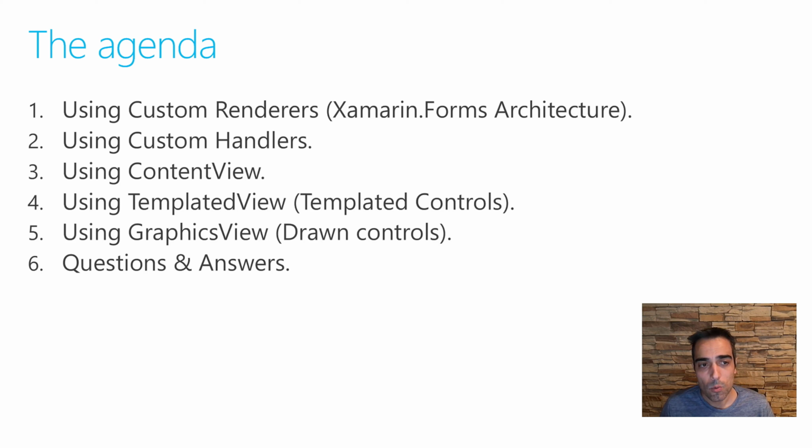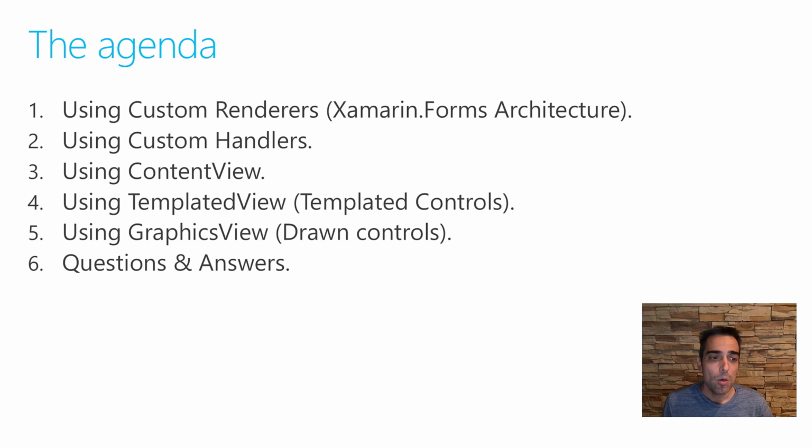Then we are going to continue with other approaches, not using directly the mapping between the abstraction and a native control. We have other alternatives, like using a content view or a template view. In this case, we are using a composition of .NET MAUI controls to create another control. The template view is a really interesting one because we can create templated controls where we can swap and change the template and create something totally different. Of course, we are going to see that.